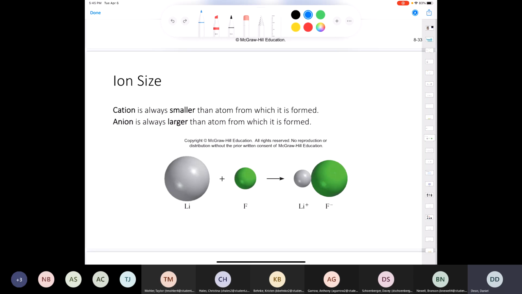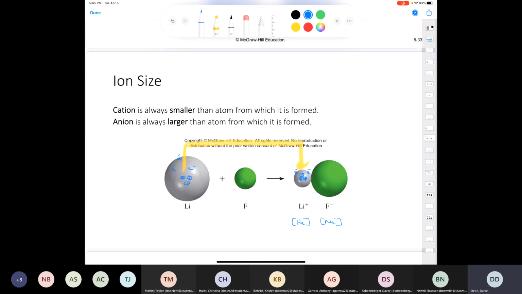This lithium cation is now isoelectronic with helium, and this fluoride is now isoelectronic with neon in the lithium fluoride compound. So look what happens. When the lithium loses an electron, over here I had 3 protons in the nucleus. Let me draw it really quickly. I had 3 protons in the nucleus, and I had 1, 2, 3 electrons surrounding it. But now I've got 3 protons in the nucleus, and I've only got 2 electrons. So those electrons are going to be pulled in even tighter.